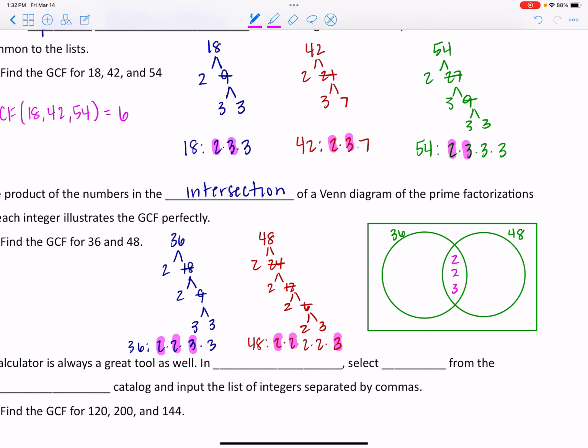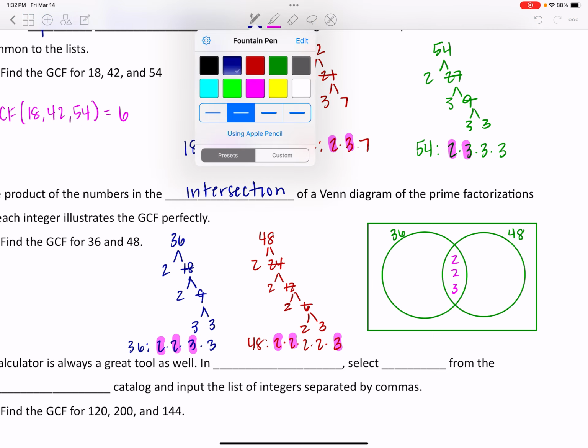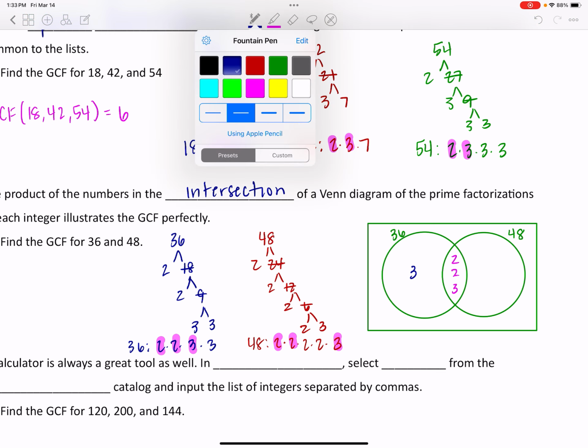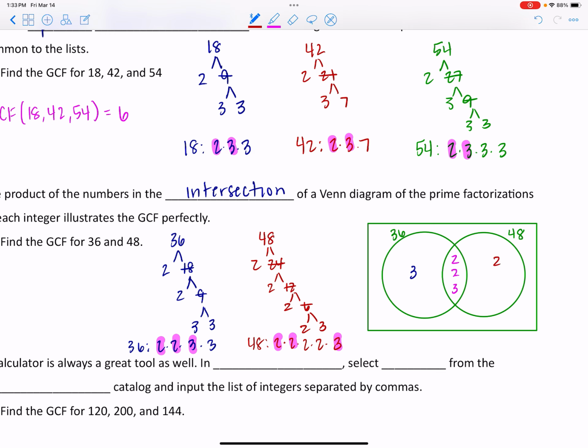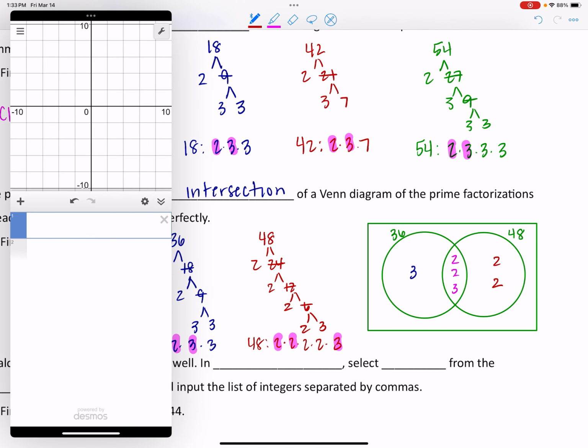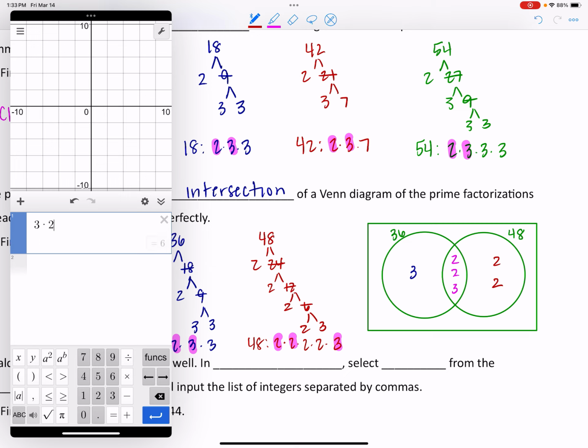And then I have a leftover factor of 3 in my 36. And I have a leftover factor of 2 and 2 in my 48. Now just to double check the math here, if I multiply the numbers that I see in my 36 circle, there's a 3, 2 2s, and another 3 in my 36 circle.